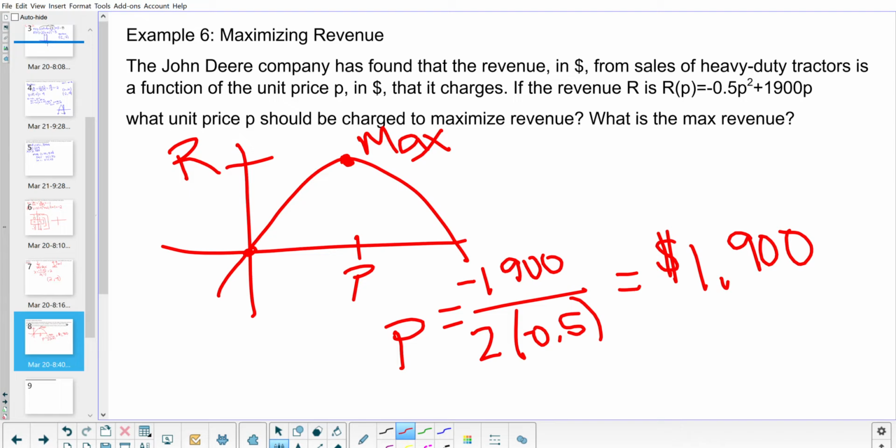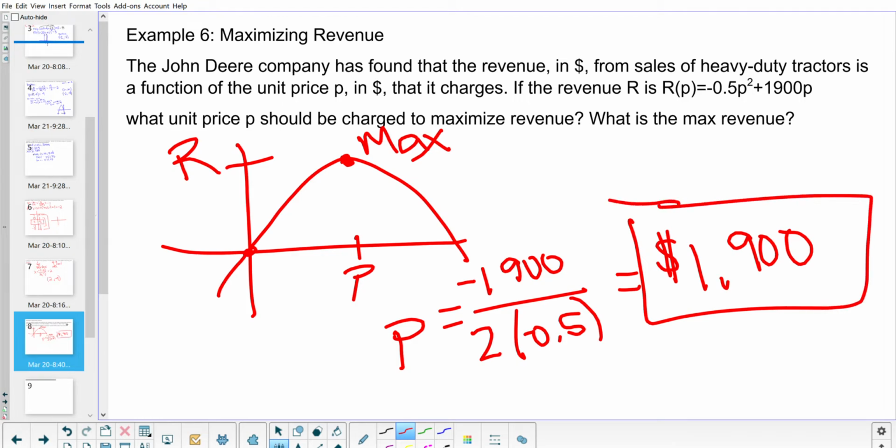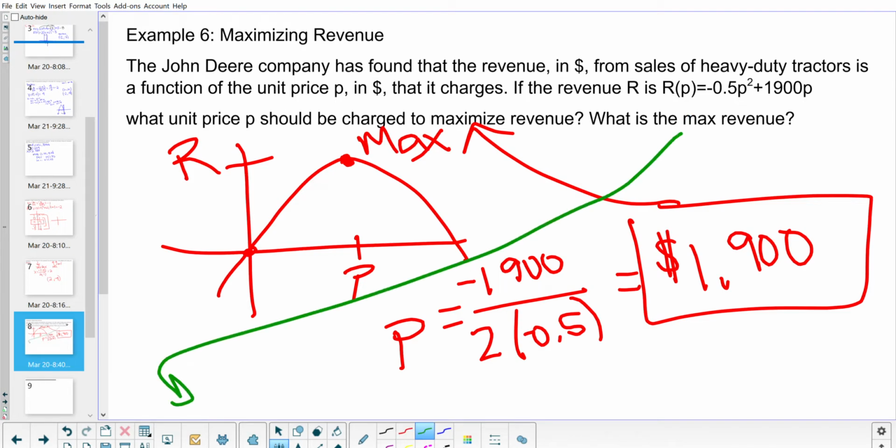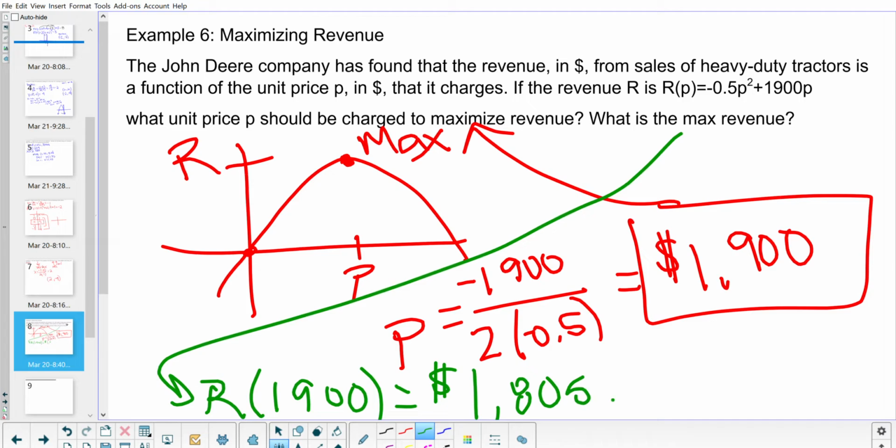Okay, so this is where people often miss points. They stop here. That is only the price. That only answers the first question. But then I also have the second question. Hey, by the way, what is the max revenue? Well, that's R of 1900, which is also money, and that ends up being 1,805,000 is the revenue they're going to have when they sell it at that price.